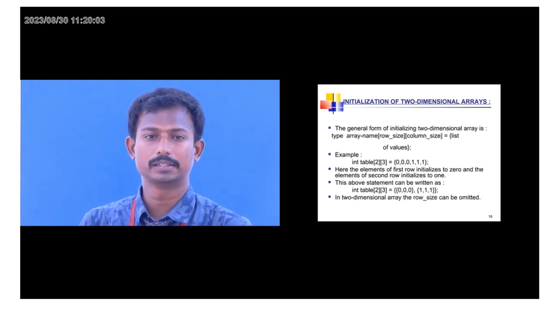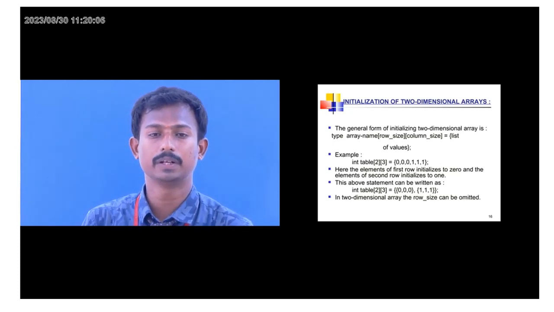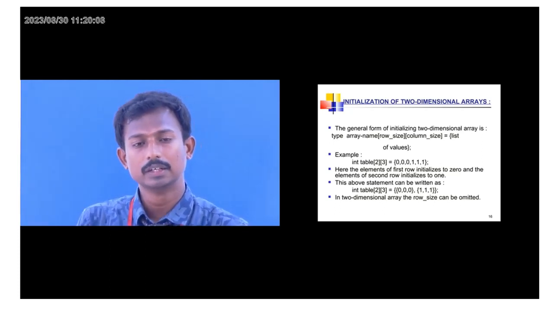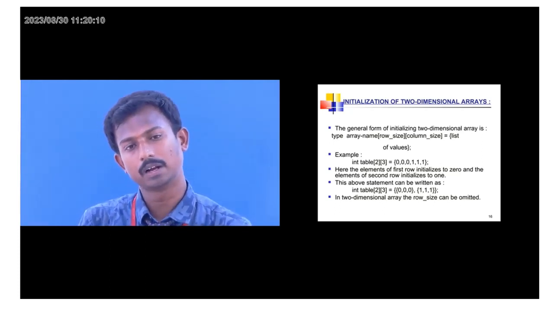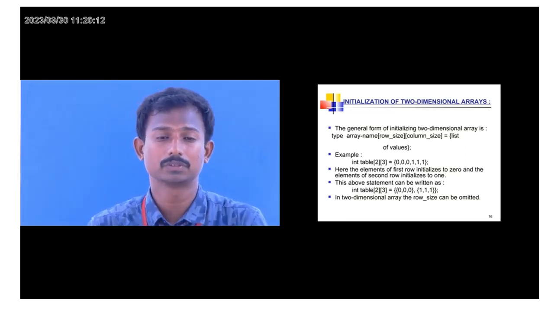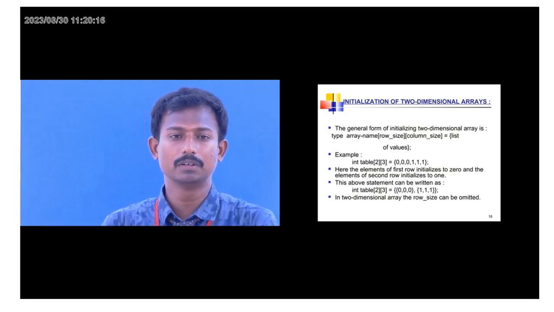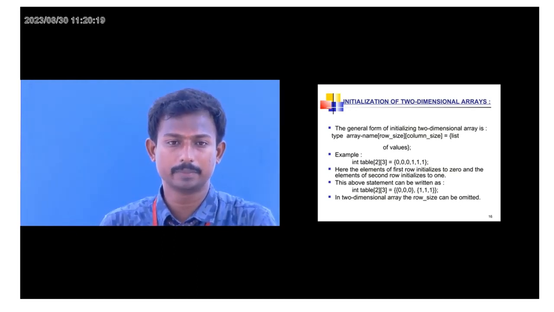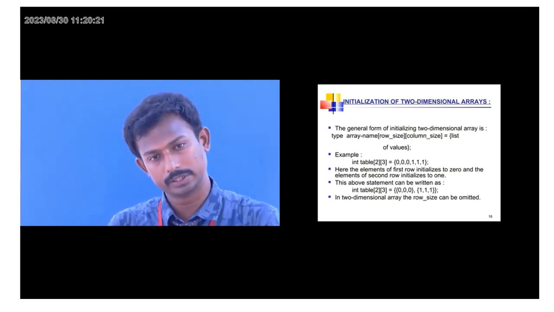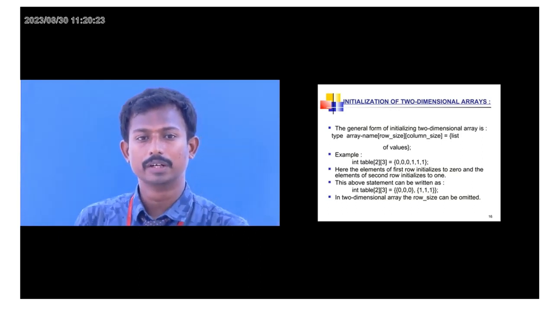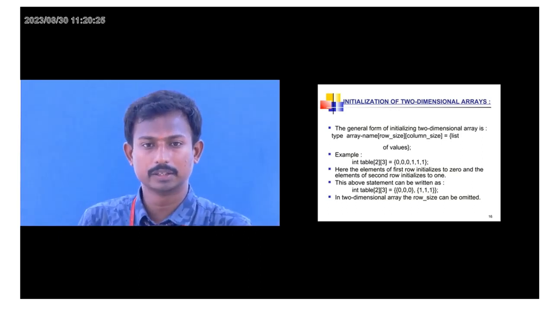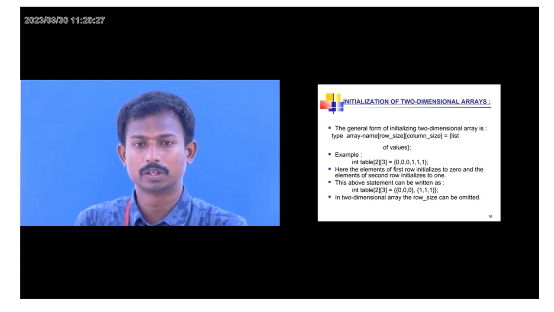So there is an example of initialization. Previously we discussed the declaration. Here we declare a variable and also assign values to the variable. That is the concept of initialization. See the example: integer is the data type, variable is the array name, 2 is the row size, and 3 is the column size. We declare this variable and assign values to it, 0 and 2.